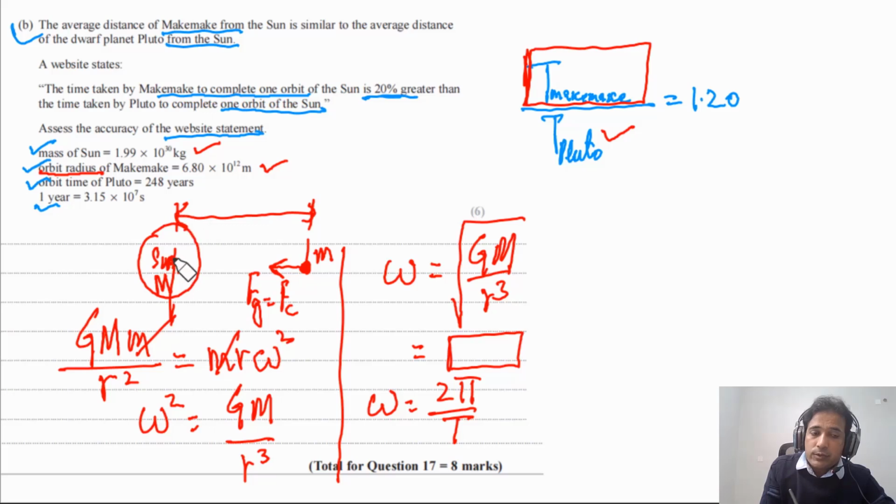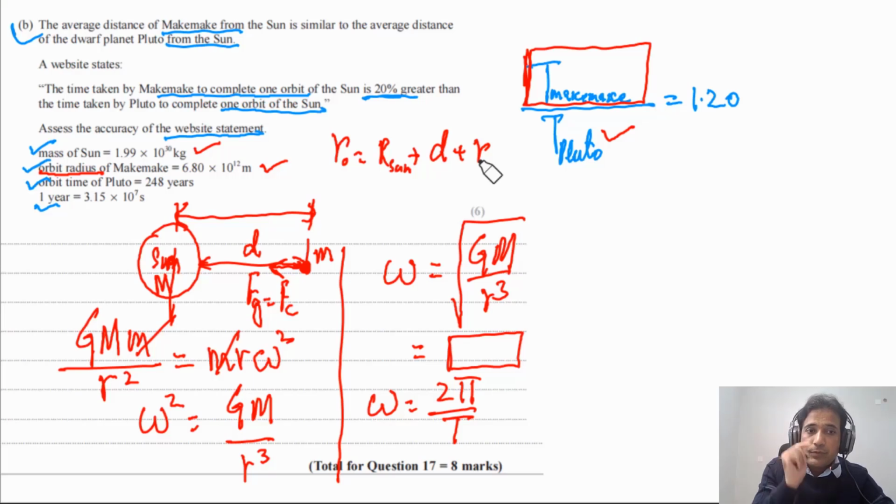If they simply give you the radius of the sun and the radius of Makemake, and they give you the distance from the surface of this one to the surface of this one, then in this case the orbital radius will be equal to the radius of the sun plus the distance from surface to surface, meaning this distance d, plus the radius of Makemake. So in this case, r here is the orbital radius, the distance from center to center, center of planet to center of sun.